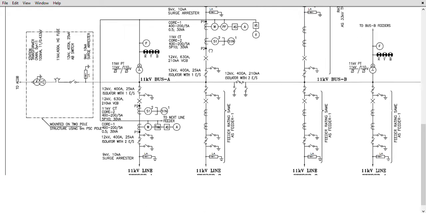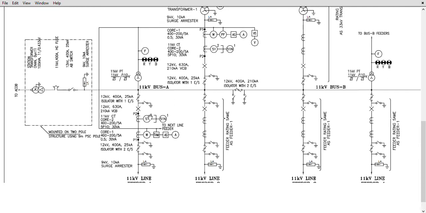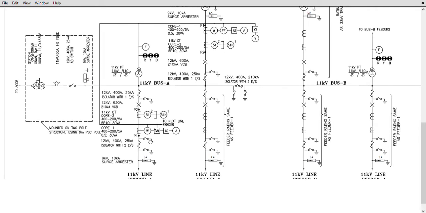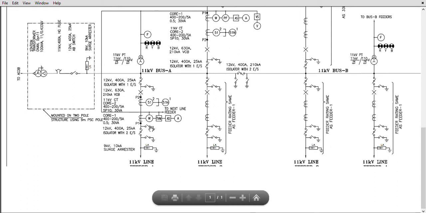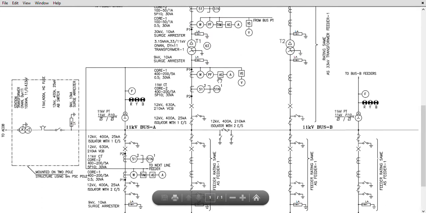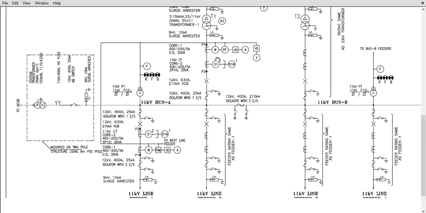Why? What is the difference? Because preferably CTs are to be placed towards the thing which we are supposed to protect. Here we are supposed to protect the feeder, which means the line. So that is why we call this bay a feeder bay or line bay, 11 kV line bay. Whereas here we call it the 11 kV transformer bay. That is the reason CTs were placed towards the transformer.